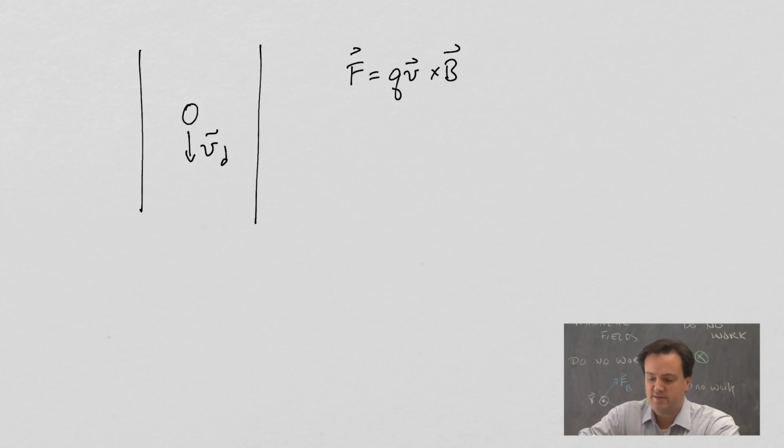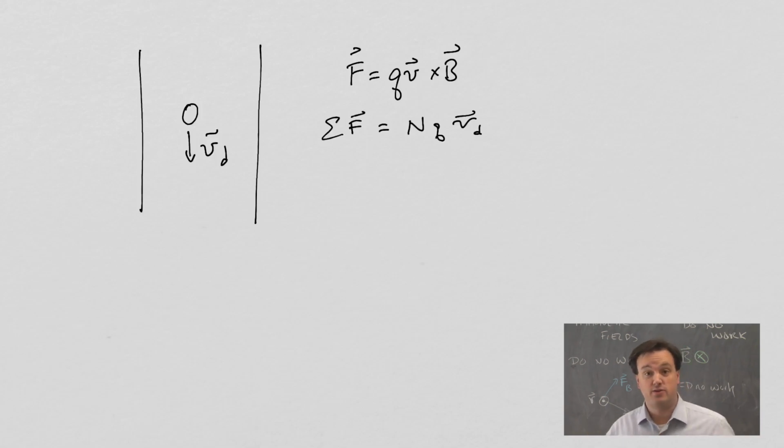But if I have lots of electrons, then I have to worry about summing all of these forces together, one force for each electron. And so the sum of the force is going to be the number of electrons times the charge of each electron times the velocity of the electron, which in this case is going to be Vd, right? The drift velocity is sort of the average velocity of the electrons, and then cross that with B. And this represents the force on all of the electrons that are flowing through some segment of wire.